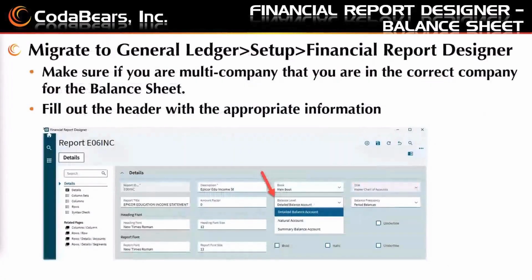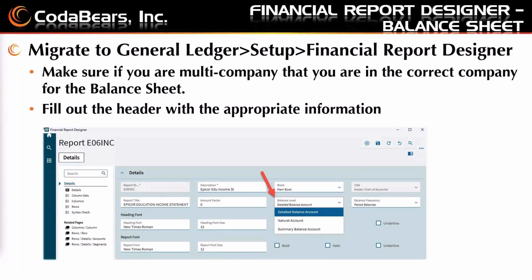So now we're going to migrate back to the same place we were just looking, General Ledger, Setup, Financial Report Designer this time. And this is a warning for anybody who's got multi-company that they're using. Make sure that you're in the correct company for the financial report that you're writing. We want to fill out the header as we did in the past. And when you're first writing this, you want to make sure that you're going to the detailed balance account. You can always shorten it down in future copies to the natural account or summary the balance account.